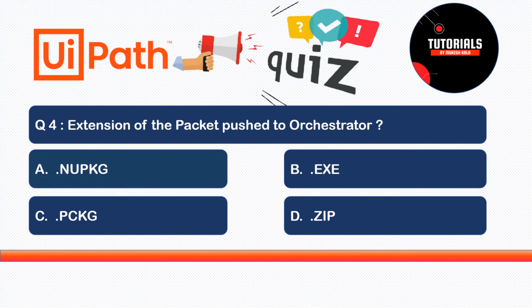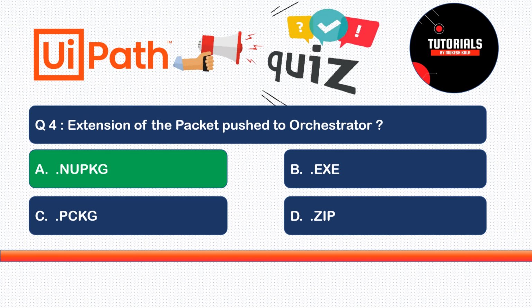And the correct answer is NUPKG, that is called the nugget package. So whenever we deploy a packet from Studio to Orchestrator, the extension of the packet is NUPKG. That means it's a nugget package. It's not exe, zip, or .pckg.